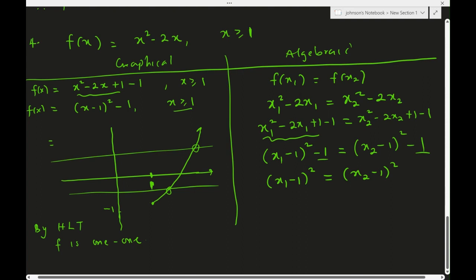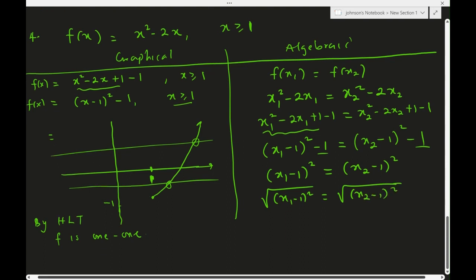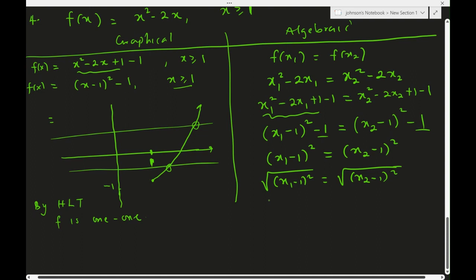Is that okay? Here, what we can do now is to take the square root of both sides. So we have the square root of (x1 minus 1) square equals the square root of (x2 minus 1) square, and this will give us the absolute value of x1 minus 1 equals the absolute value of x2 minus 1.